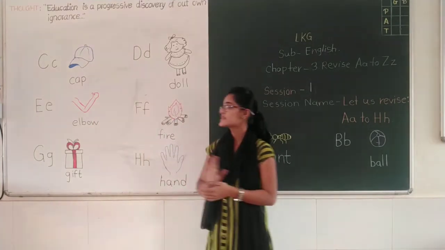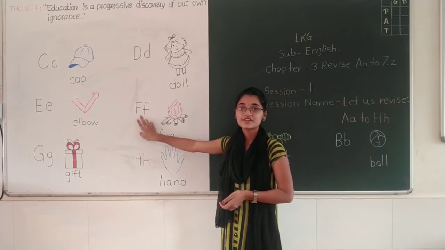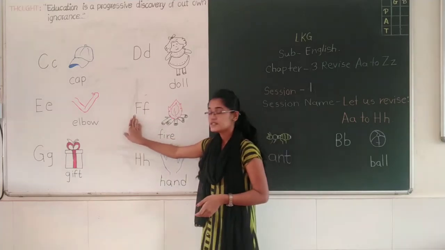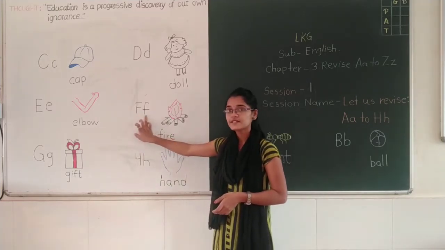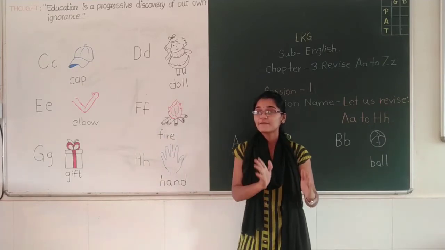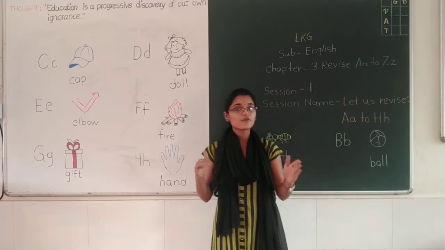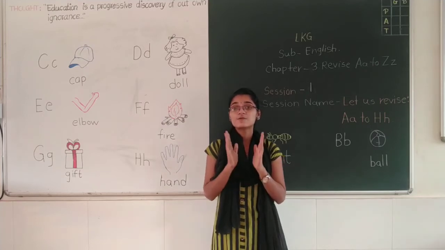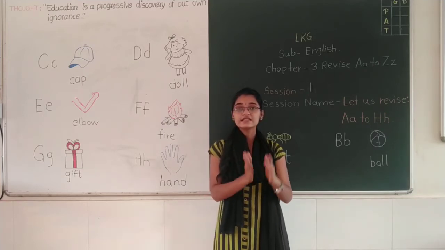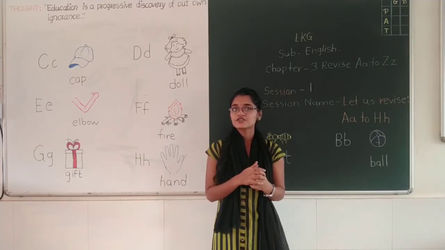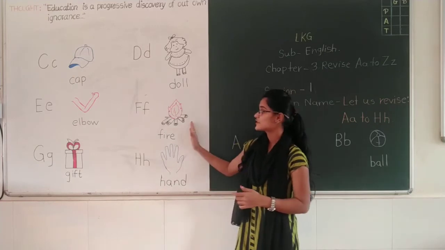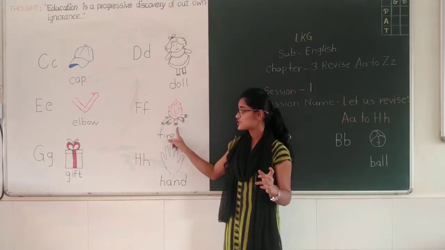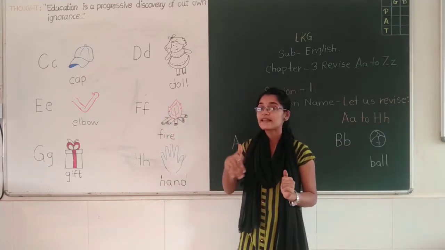Okay? Next is letter F. Which letter is this? Letter F. Now tell me, this is capital F and small f, right? So what is the sound of letter F? F says what? F says F. And F for what? F for, what is this? Fire, right? F for fire. This is the picture of fire. Do you know what is the spelling of fire?